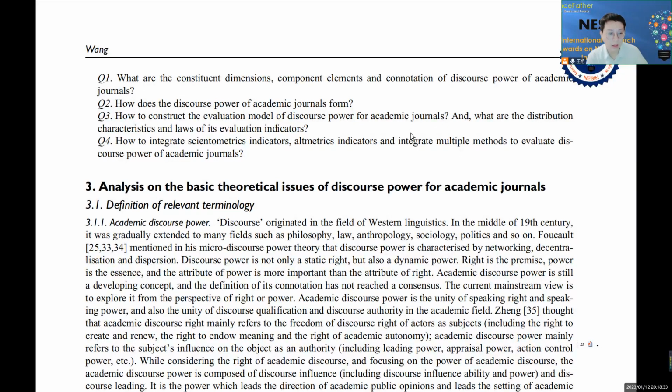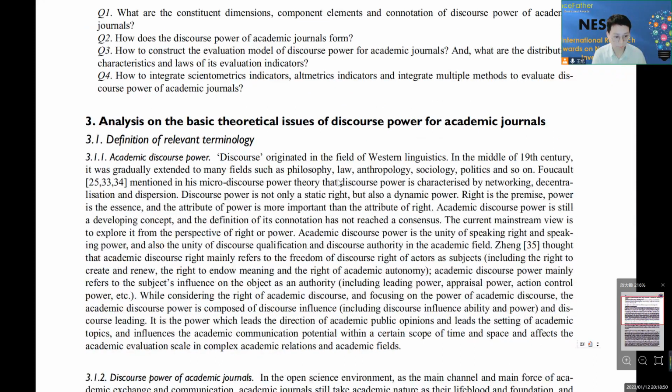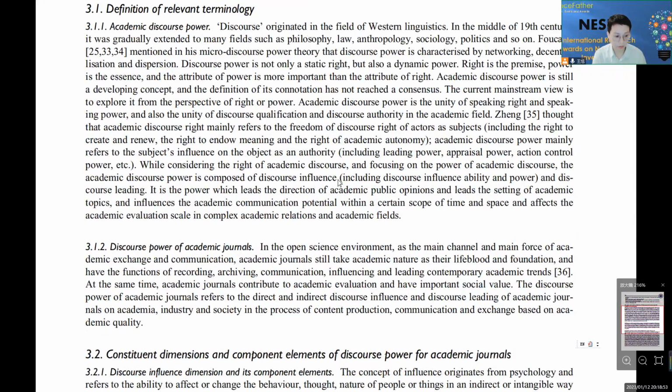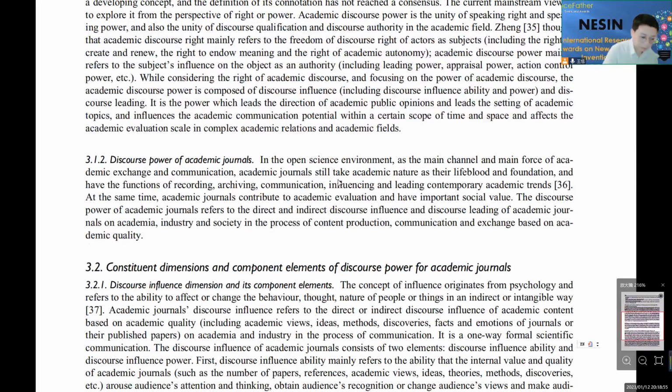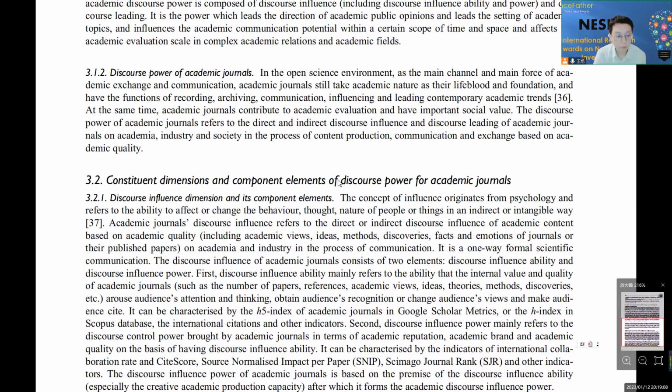So the third part is the analysis of the basic theory issues of discourse power for academic journals. Third is the definition of relevant terminology. It's about academic discourse power and discourse power of academic journals. So next we analyze the constituent dimensions and component elements of discourse power for academic journals.